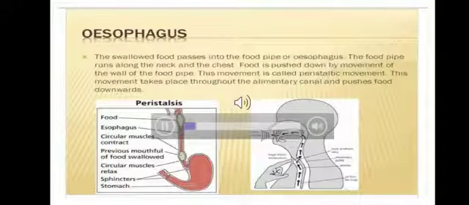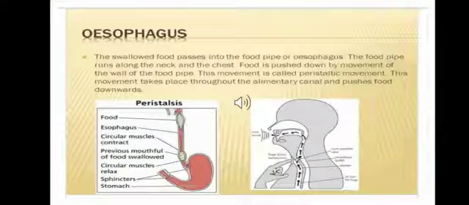The swallowed food passes into the food pipe or esophagus. The food pipe runs along the neck and the chest. Food is pushed down by movement of the walls of the food pipe. This movement is called peristaltic movement. This movement takes place throughout the alimentary canal and pushes food downwards. For the details, you can check out the diagram.